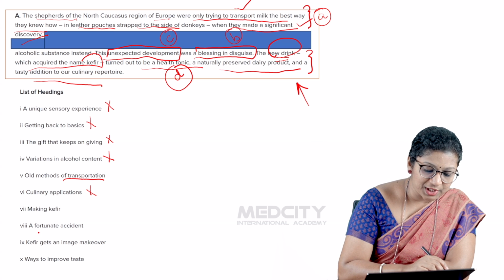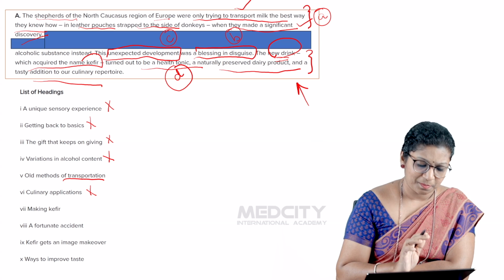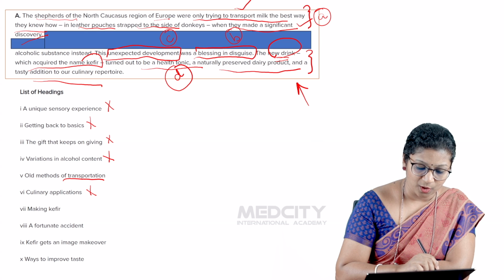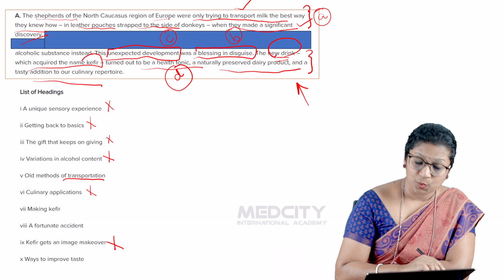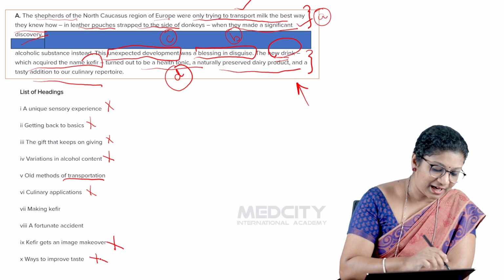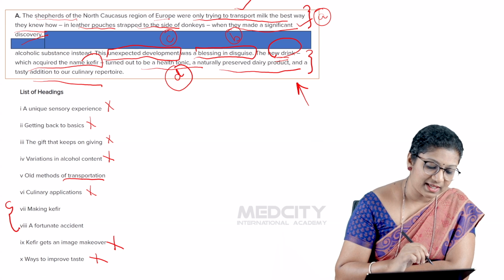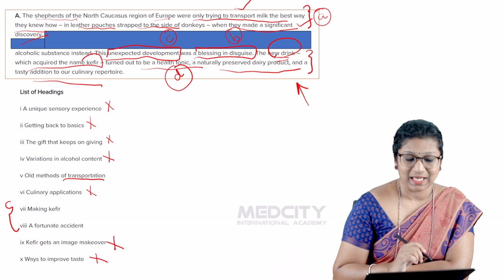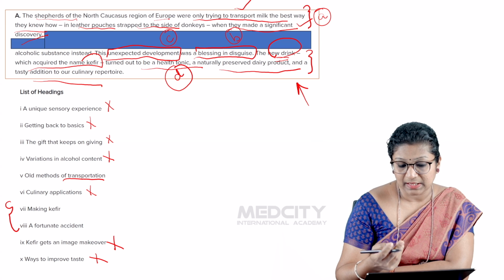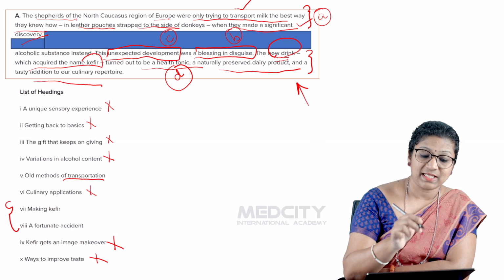Maybe. A fortunate accident? Maybe. LAIL gets a makeover? No. Ways to improve taste? No. Now we have two headings here. One, making LAIL, and a fortunate accident. Making LAIL. Did they mention how you have to make it? They just said that they were carrying it in leather pouches.